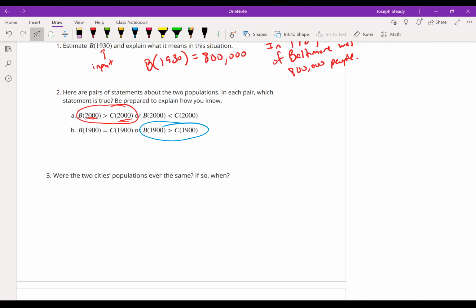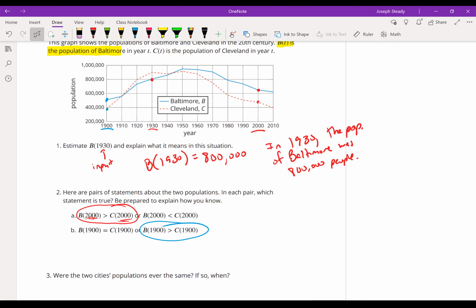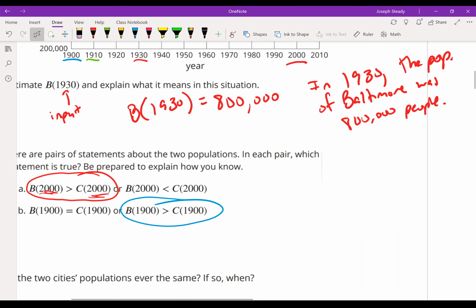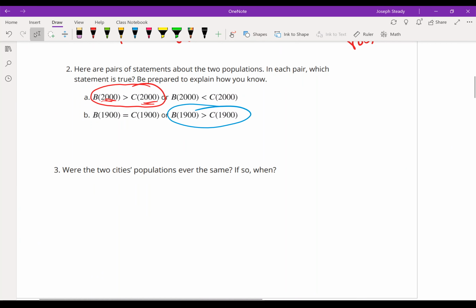In the last part of this, we are now asked, were the two cities' populations ever the same? So what that means to me is we're looking at this graph and we want to see, do these two lines ever intersect? If they cross each other, that means at that time we had the same population. So I can look, and actually there are a couple spots where this happens. Right here in 1910, the populations are the same. And right here in probably about 1943, the populations are the same. And that's all we have to say here.